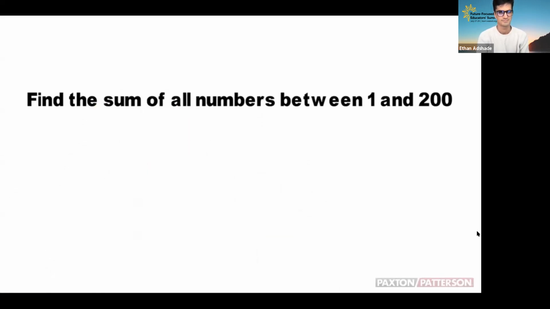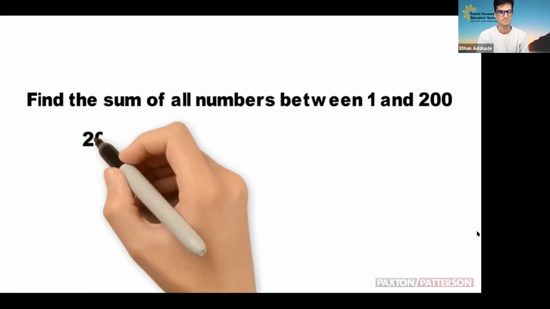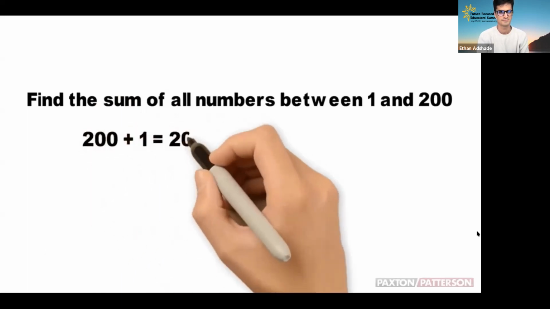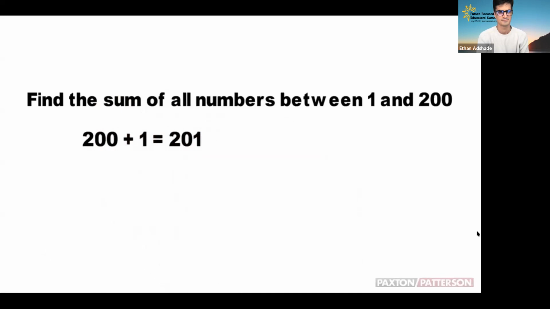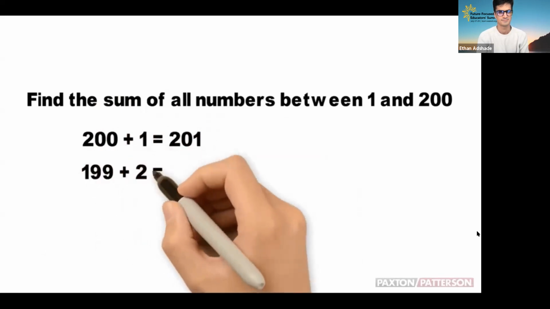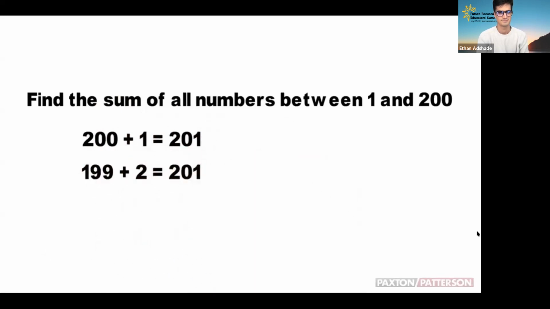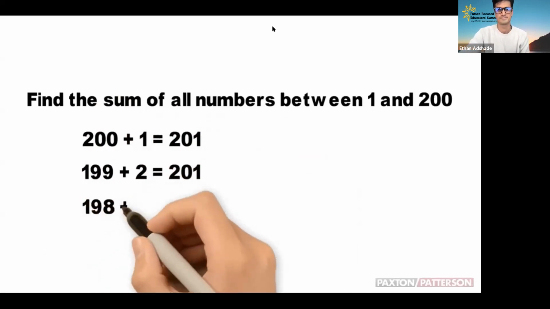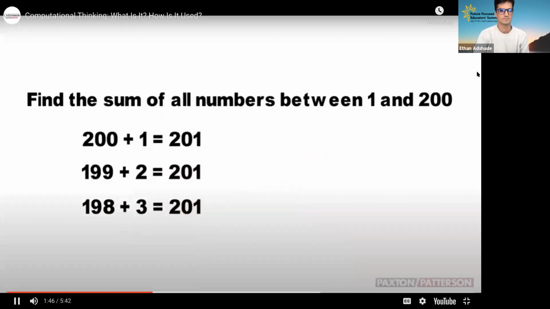Let's try a different set of combinations. 200 plus 1 equals 201. 199 plus 2 equals 201. 198 plus 3 equals 201, etc.